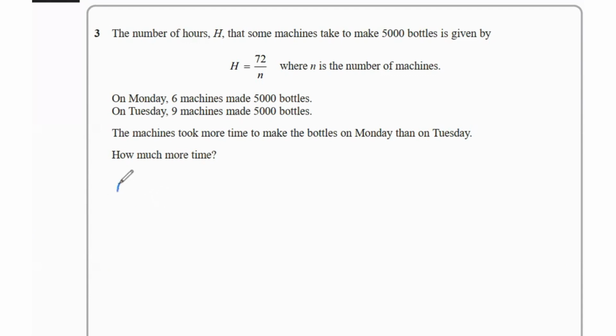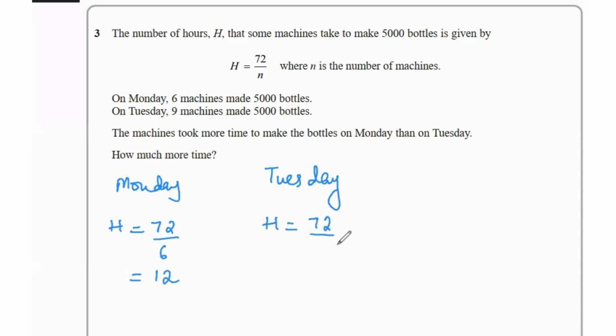So for Monday, it's going to be 72 divided by 6, which is equal to 12. And for Tuesday, it is going to be 72 divided by 9, which gives us 8. So how much more time did it take on Monday? We do 12 minus 8, and that's 4. So 4 hours is your answer.